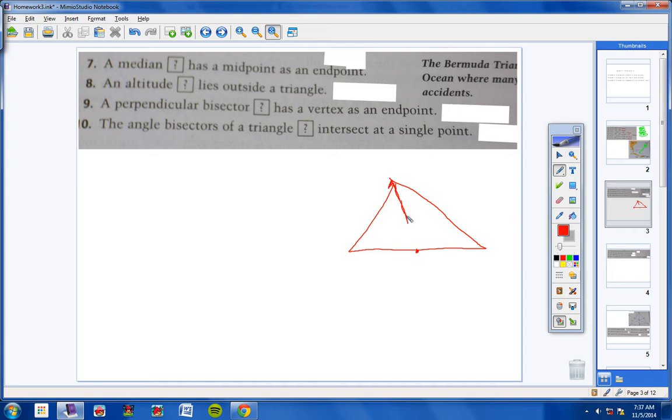So will a median always have a midpoint as an endpoint? Yes, it will. Always. Most definitely.